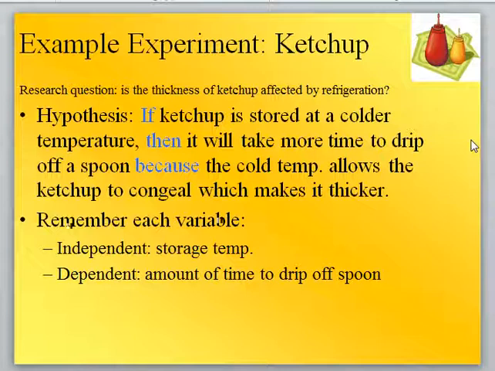So for example, for the ketchup experiment, your hypothesis would say, if ketchup is stored at a colder temperature, then it will take more time to drip off a spoon because the cold temp allows the ketchup to congeal, which makes it thicker. So you see, the if is our temperatures, the then is the time it takes to drip off the spoon, and the because is our reasoning behind it all.